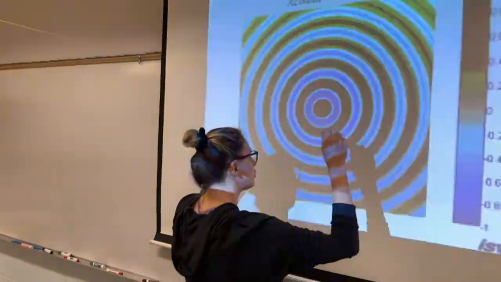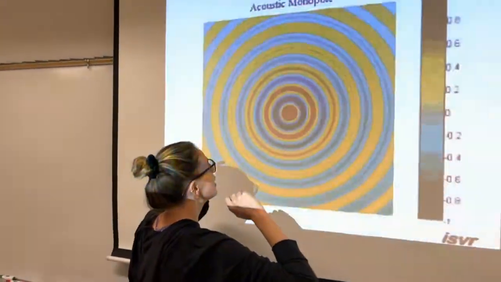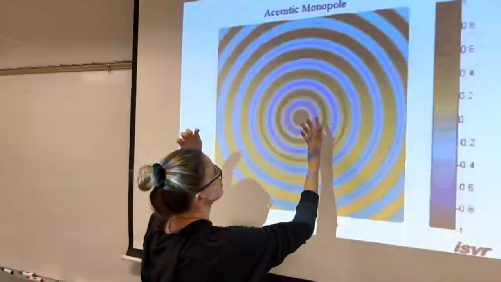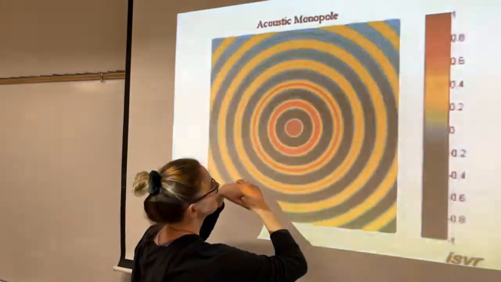Okay, so in the middle we have that dark red color, and then right outside we have that dark blue color. That means the stretch and the squeeze of the air particles. The red is the squeeze, and the blue is the stretch.